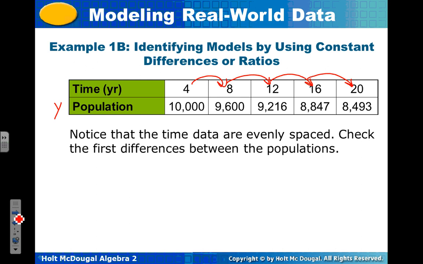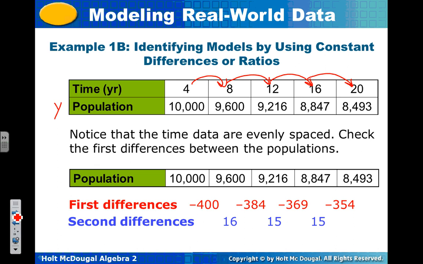Okay, and to do that, I would subtract 9,600 minus 10,000, that's negative 400. 9,216 minus 9,600, that's negative 384. All these differences you need to be writing down. 8,847 minus 9,216 is negative 369. 8,493 minus 8,847 is negative 354. Those aren't close enough yet, so go to the second differences.